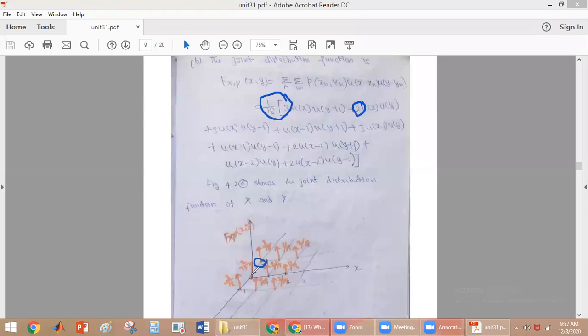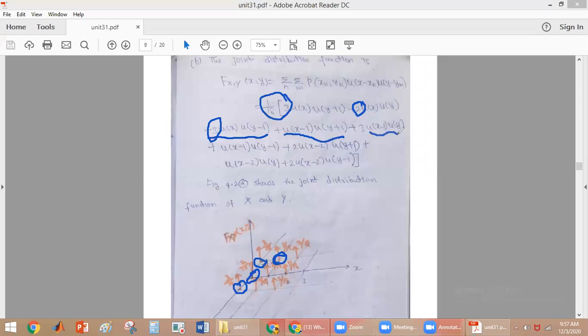So x is 0, y is 0 means the origin. The value here is 2 by 18. What is here? X is 0, y is equal to 1. At this location, what is the value? 3 by 18. Similarly, x is equal to 1, y is equal to minus 1. So this value is 1 by 18.